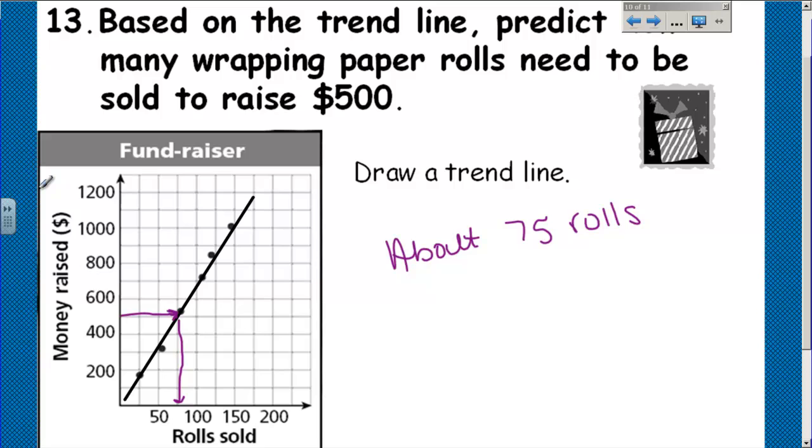You also need to be able to go from a graph and write me a statement. Tell me what's happening. As the number of rolls increased, the amount of money raised also increased. So you're telling me in a sentence what is happening. You need to be able to draw in a trend line. That will take the most practice because it's something you're not entirely familiar with, and we will practice that more tomorrow when you get to class, and I will see you then.